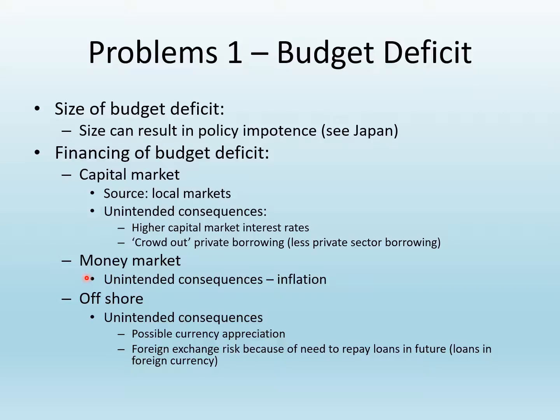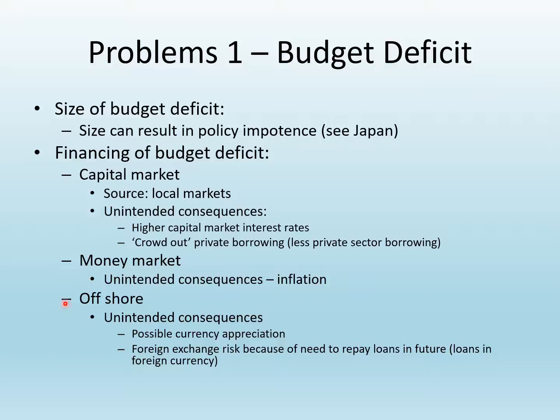It doesn't always happen, and it wouldn't necessarily happen in a recession, but where governments are fine-tuning and you have growth rates of 4% rather than 5%, that is a situation where the economy is fairly close to full employment. If government borrows from the money market under those circumstances and there's an increase in money supply, that is going to result in an increase in inflation.